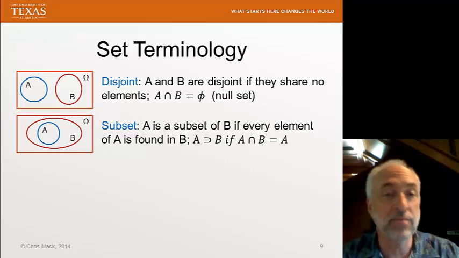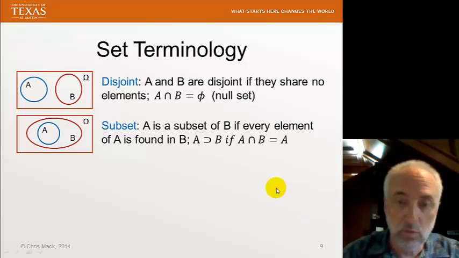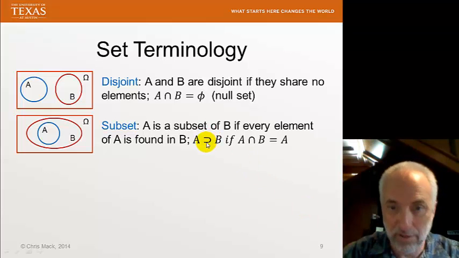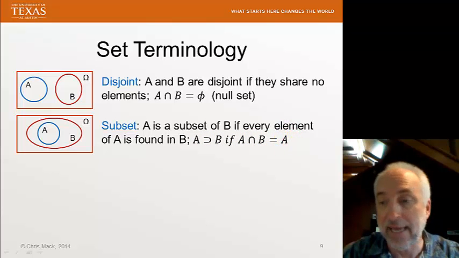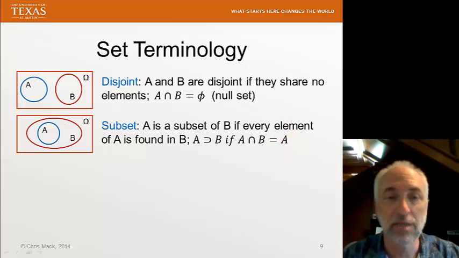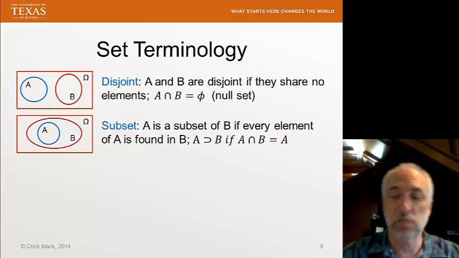A is a subset of B if every element in A is also found in B. We use the sideways U here to represent subset. So A is a subset of B if the intersection of A and B is equal to A. That's the same thing as saying all the elements of A can be found in B.